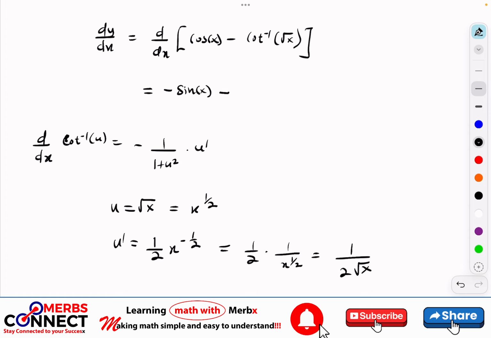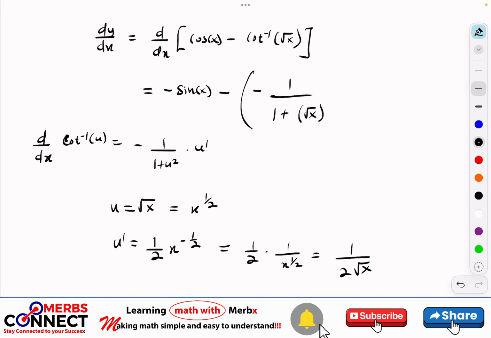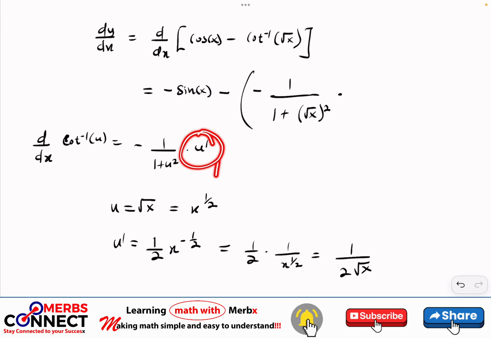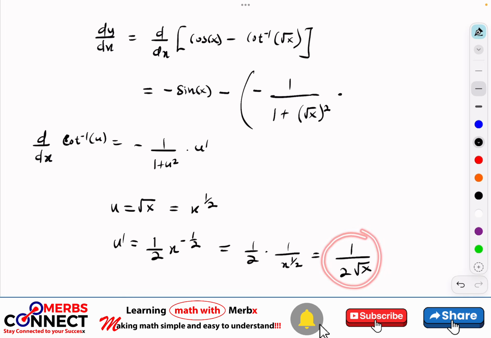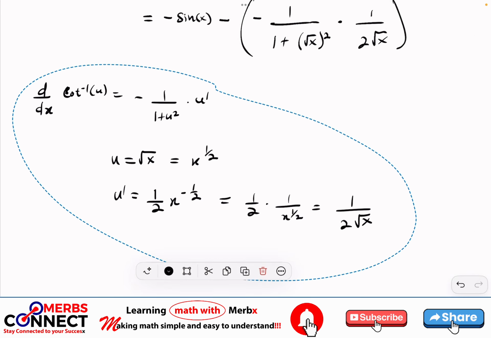All right, so what are we going to get here? So we have another minus here and we have minus here, so pay attention there. So I need to put this one in parentheses. So minus 1 divided by 1 plus u squared. So u is this square root of x. So I'm going to have square root of x squared times u prime. But if we're using this one, then we are going to have times 1 divided by square root of x. Do some small simplification and let's see what we are going to get.